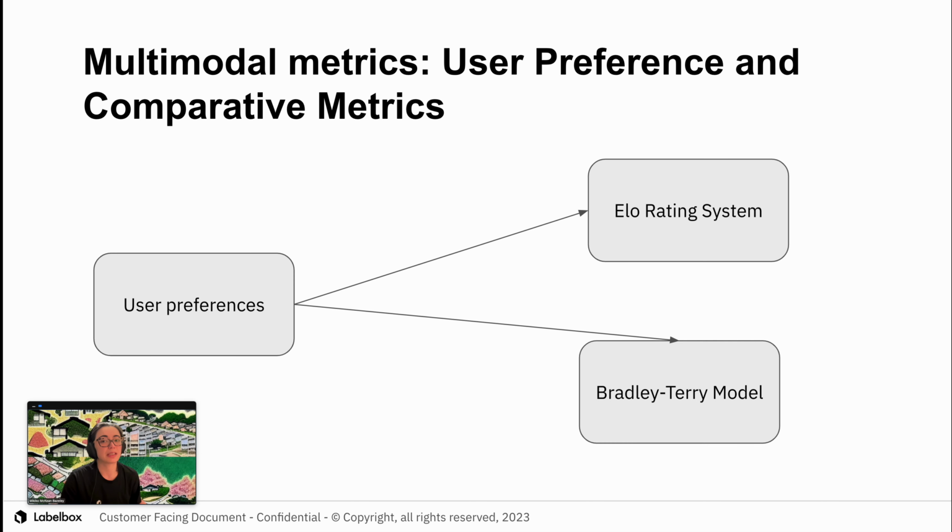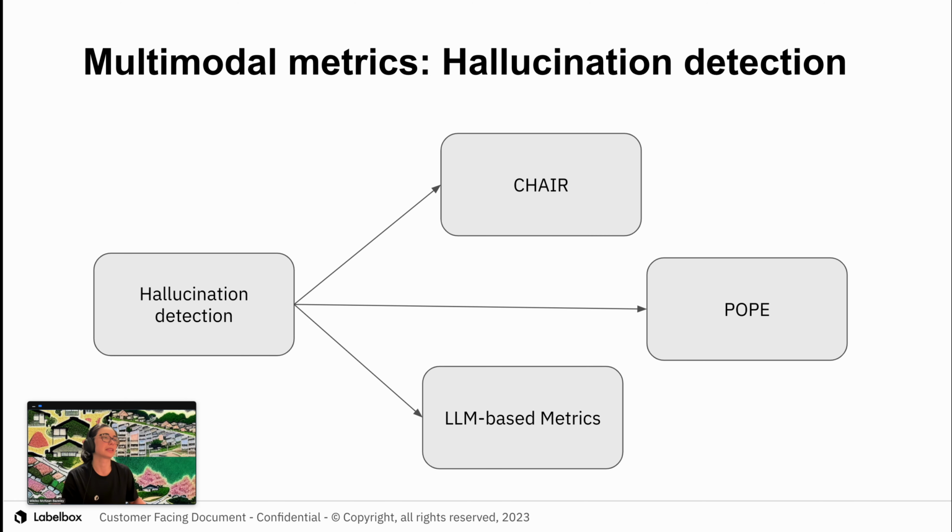Another set of metrics is around user preferences. So you have, for example, an Elo rating system used to rank generative models based on user preferences. You have the Bradley-Terry models. These are mentioned in the paper GenAI Arena. The second to last set of metrics is hallucination detection. So CHAIR, POPE, and some of the LLM-based ones.